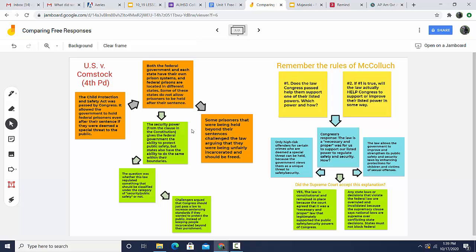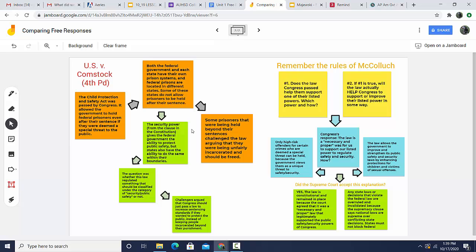Now, the challengers argued Congress should just pass a law. If they wanted to fix this, they said, you should just pass a law to increase sentencing standards if you want to protect the public, instead of just keeping people beyond their incarceration. So they said, hey, you have the ability to fix this, Congress. You can just pass a law that increases punishments. Why don't you do that? Otherwise, it sure seems unconstitutional.